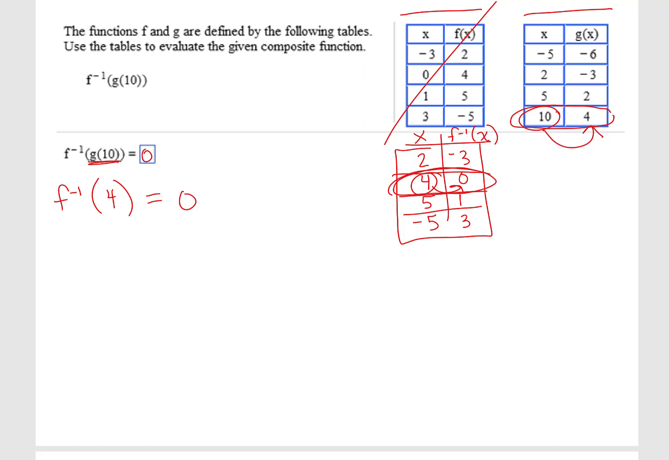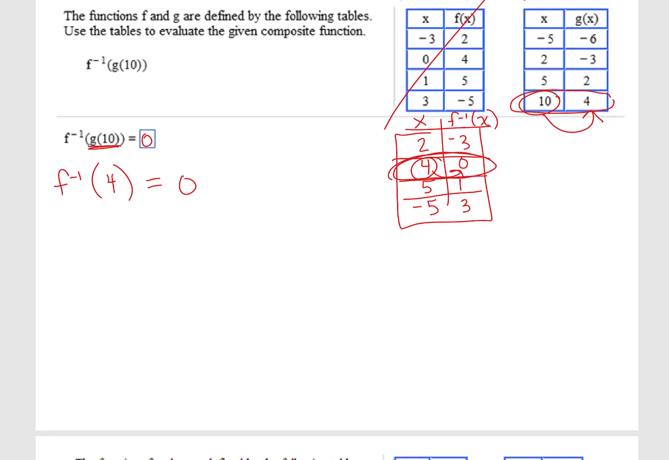So once you get your table set up for your inverse, if you have that scenario going on, then you say, okay, let me go ahead and start from the inside, replace that inside value, what's g of 10, and then, okay, now what's the inverse of f of whatever the value may be. In this case, it was 4. And then the output was 0. Let's try another one.